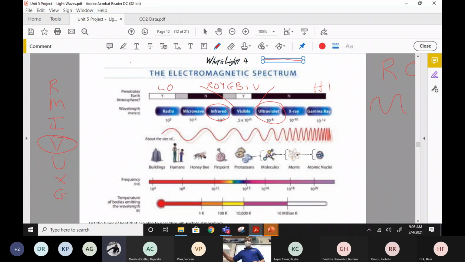Does that make sense? I do want you to know this electromagnetic spectrum, though. Okay? So practice that. Can you name the 7 colors, the 7 types of light in order? And I don't really care if it's most to least energy or least to most, but you should know which has the most and which has the least.